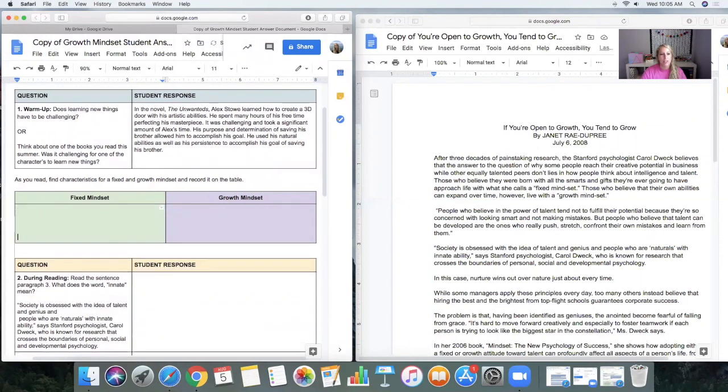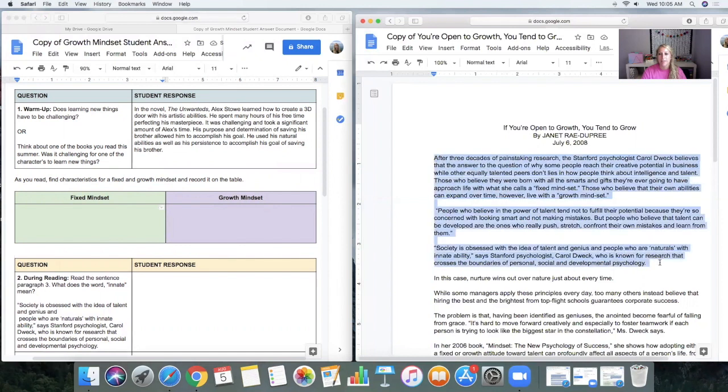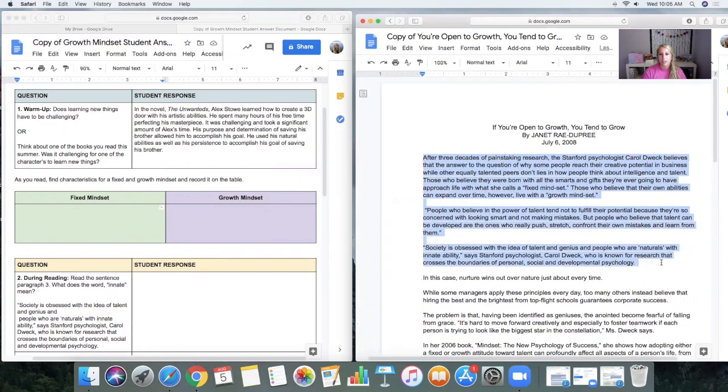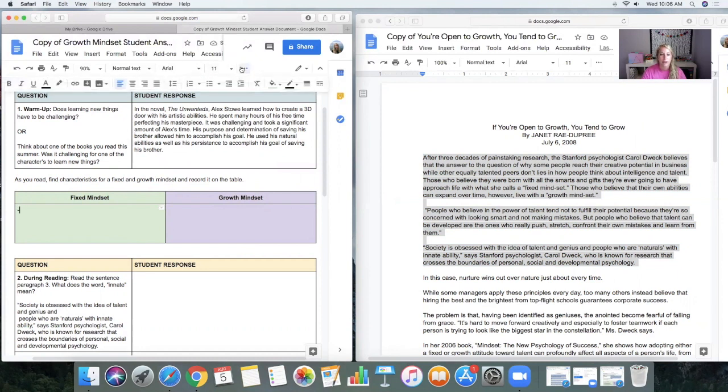So what you are going to do is read the first three paragraphs of the text. And as you read, I want you to find characteristics of a fixed mindset and a growth mindset. And when you find the characteristics, I want you to record them on your table here. You can do that by writing in complete sentences, you can use a dash, or you can do what I will be doing and add in a bulleted list here. So go ahead and pause the video and find your characteristics.